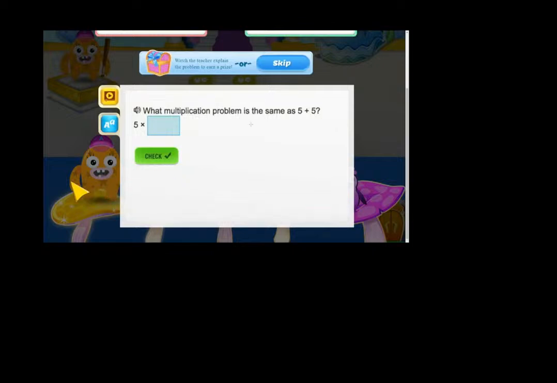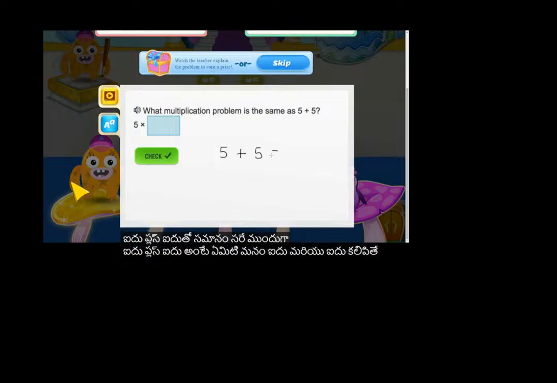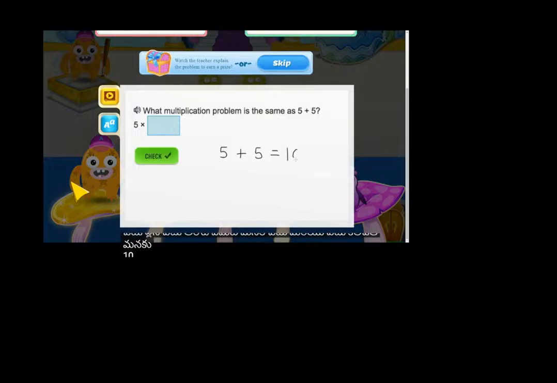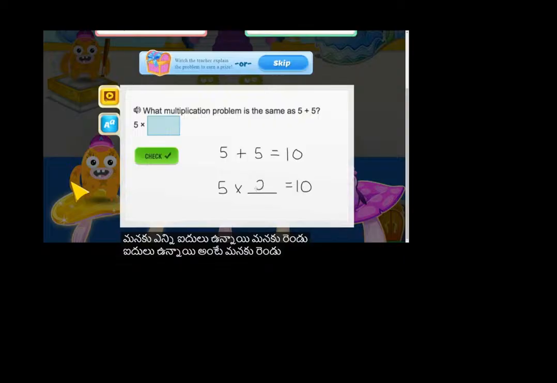What multiplication problem is the same as 5 plus 5? Well, first of all, what does 5 plus 5 equal? We know that if we add 5 and 5 together, we'll get 10. So what times 5 equals 10? A good way to look at this problem is to think about the addition problem. How many 5s do we have? Well, we have 2 5s. That means that we should have 2 times 5 because that equals 10.